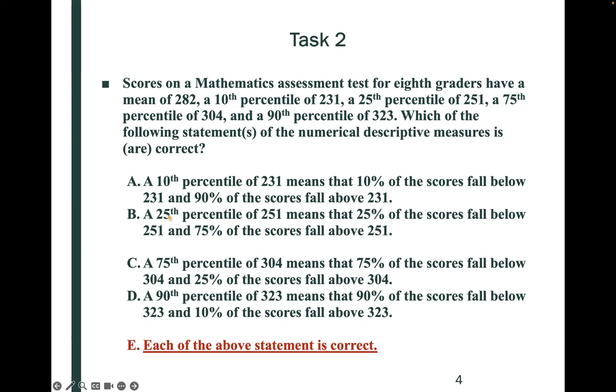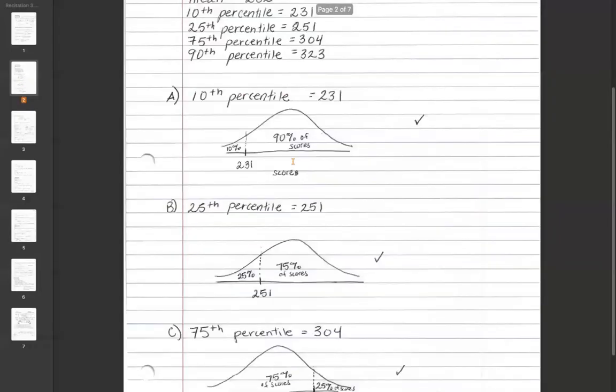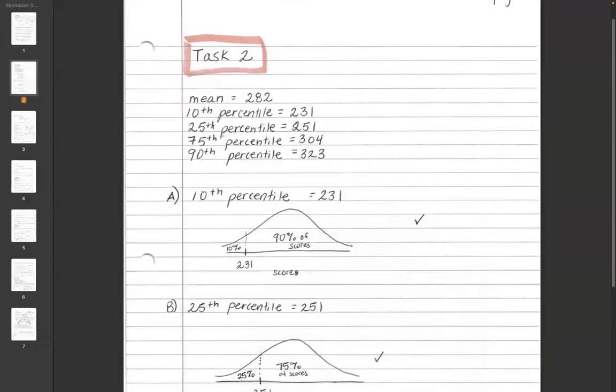Whenever I'm given any task, I always like writing out the information that I'm given first, so that as I go on in the course and the problems get more involved, I can keep track of everything. So we were given the mean, the 10th percentile, 25th percentile, 75th percentile, and 90th percentile. Here I want to see visually what it looks like, and then I'll go back and see if the statements are correct.